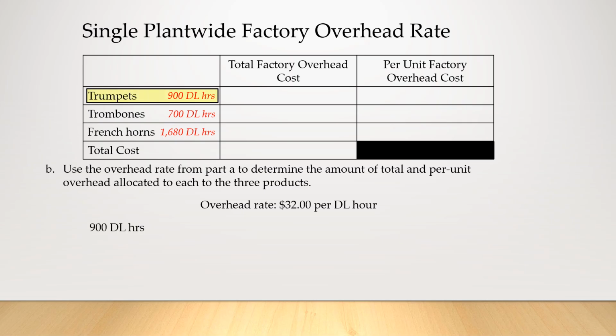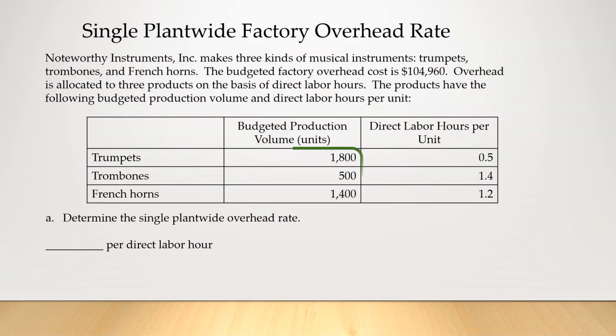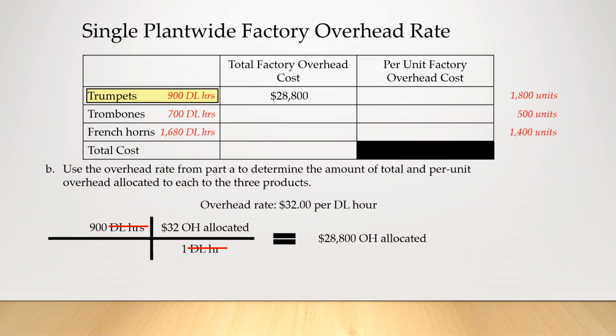Multiply that amount by the $32 of overhead allocated for every 1 direct labor hour, and overhead allocated works out to $28,800. To get our per unit overhead, we need our units manufactured, which was handily given in that first table for Part A. Divide our overhead allocated to trumpets by the number of trumpets produced, and the result is $16 per unit.